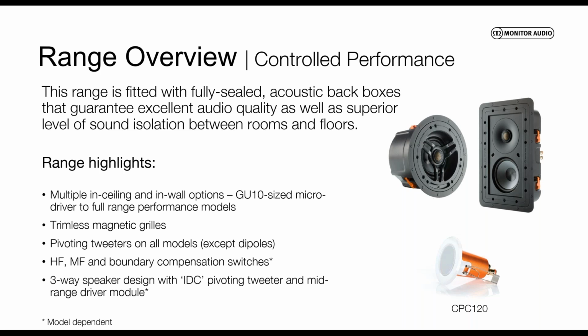If you're trying to look for a particular SPL output in a room and you need to measure that through before you're designing a system, the control performance range is the range I would look at. They're fantastic as a pair of ceiling speakers in a residential location where you have other adjacent rooms that don't want that noise leaking out of the back of a traditional open back speaker. These all come with the standard options, so magnetic grills, pivoting tweeters, those switches for all the compensations, and of course it features our IDC pivoting module as well.